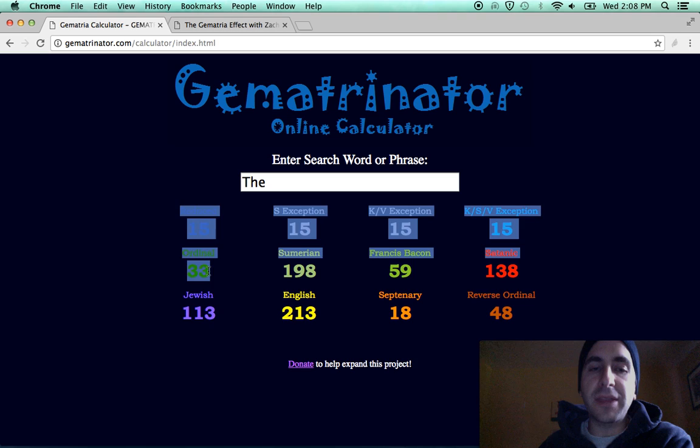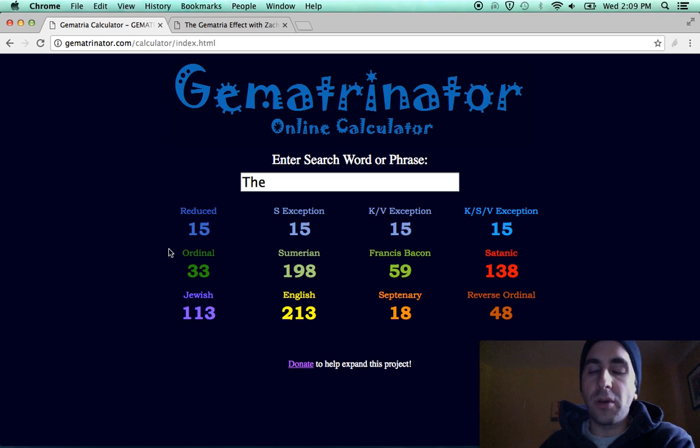And these two methods right here, reduced and ordinal, they're the methods that I began this study with. They were the only two forms of gematria I was aware of. Just from knowing those two forms, I learned a lot. And realize those two methods will always break down to the same number in numerology. 15 equals 1 plus 5 is 6. 33 is 3 plus 3 equals 6. All words will have a gematria that will break down to the same single digit, reduced and ordinal.